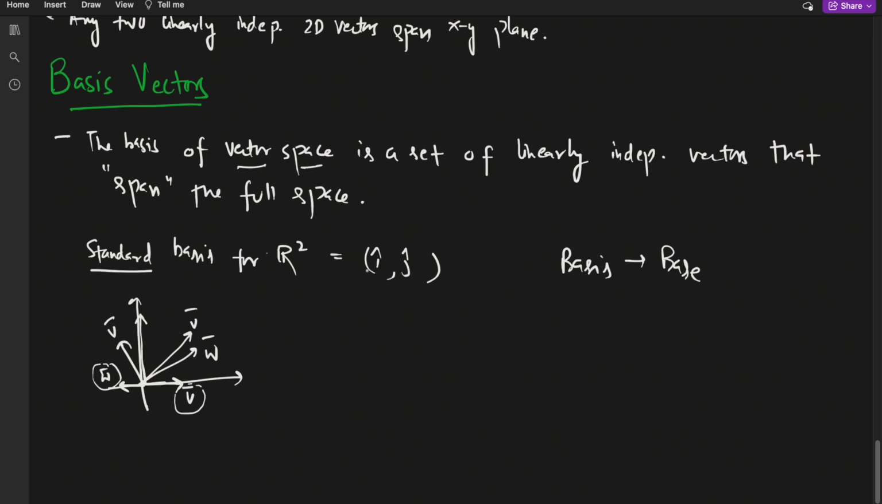Now there is an interesting question. I say that i hat and j hat are linearly independent, but is {i hat, j hat} a basis for R cube? Because i hat and j hat are still linearly independent, so they should also be the basis, but no. Why? Because apart from linear independence, you should also satisfy this thing: it should span the full space.